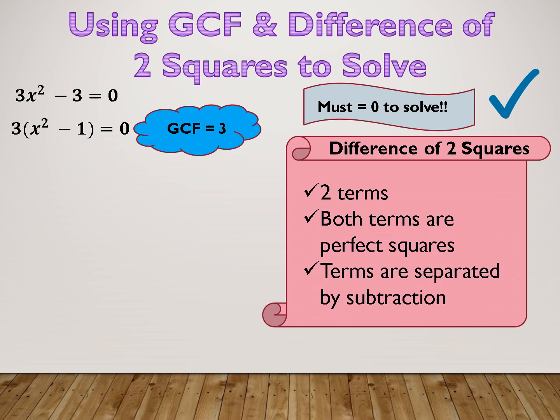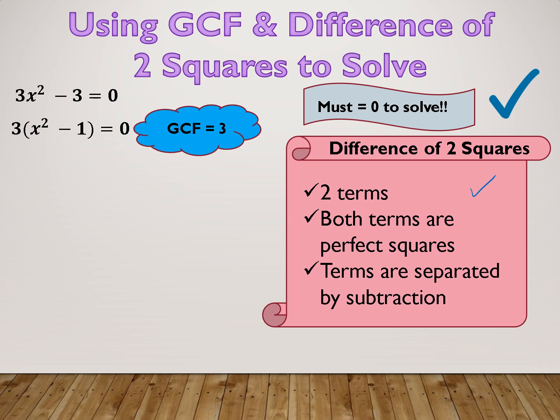Well, let's go back to thinking about difference of two squares. So the following 3 criteria have to be met for you to be able to factor it like a difference of two squares. Well, first thing, 2 terms. Check. Are both terms perfect squares? Well, I know how to make sure a number is a perfect square. It's something times itself produces that number, okay?